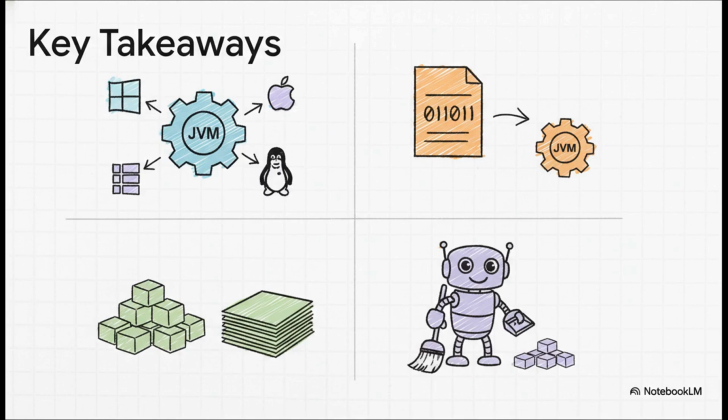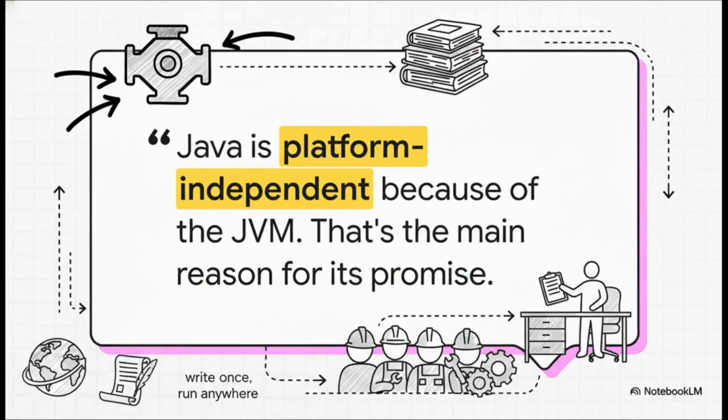Number 3, memory. Remember the office building? Heap is for your objects, stack is for your method calls. And number 4, the garbage collector is your automatic memory manager. It's got your back. So when you boil it all down, the most important thing to remember is this. The Java virtual machine isn't just some random piece of software. It's the incredibly sophisticated engine that's the translator, the librarian, and the office manager all rolled into one, making that famous promise, write once, run anywhere, a complete reality.